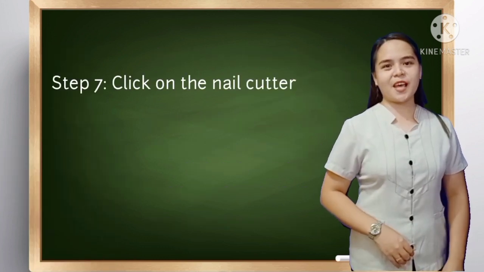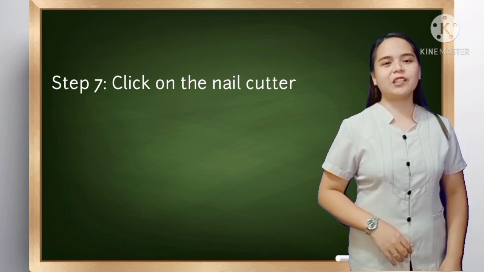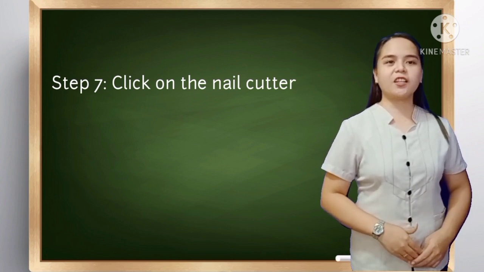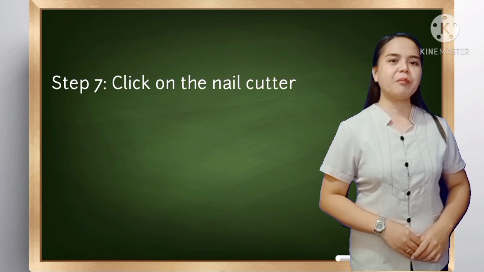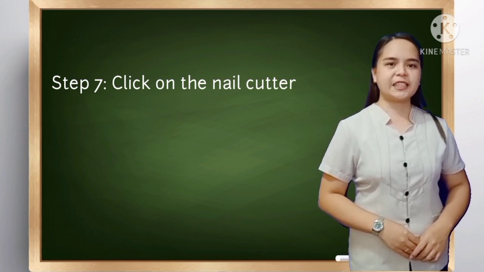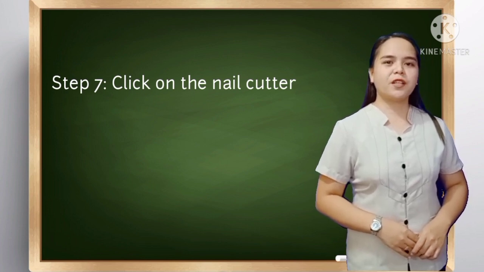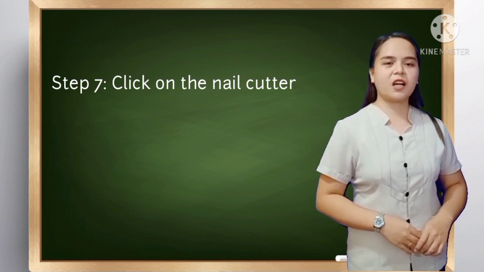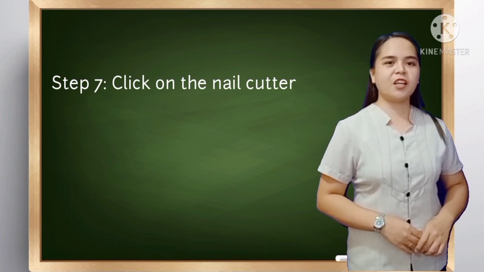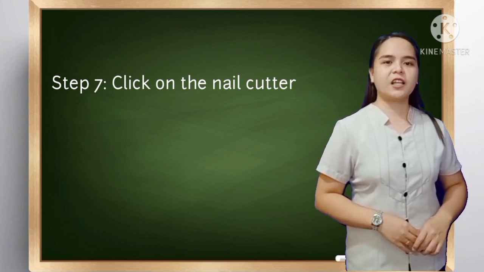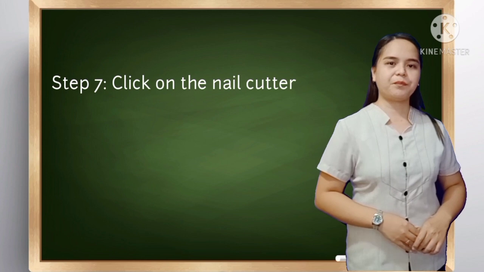Step number 7. Click on the nail cutter so that it can cut through the nail. You can make at least 2 or 3 cuts of a fingernail until everything is snug. Follow the curve of the nail to get a clean cut. Check for skin flaps after each cut and remove them carefully.